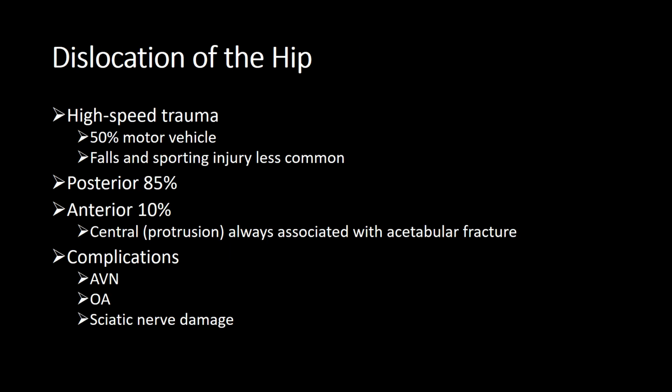When we talk about dislocation of the hip, it's very important to recognise that this is in a patient who does not have a hemiarthroplasty or a total hip replacement. So dislocation of the hip is to do with patients who still have a normal bony acetabulum and a normal femoral head and neck. They're usually the result of a high-speed trauma, so 50% of these patients are involved in motor vehicle accidents, whereas falls and sporting injuries are much less common.